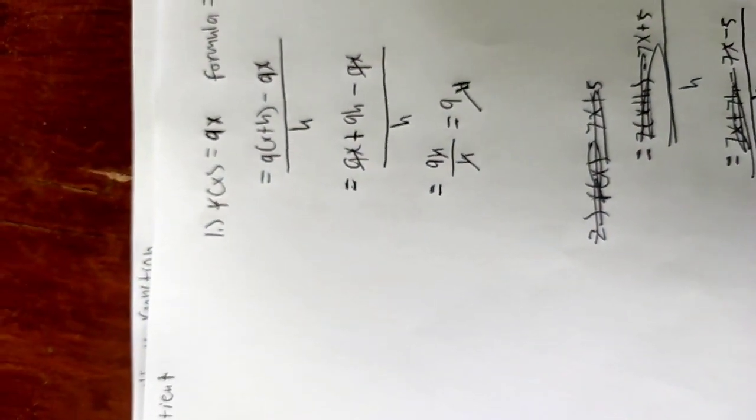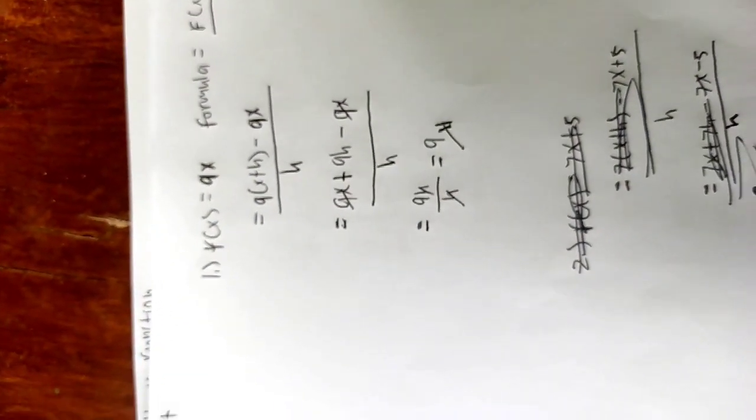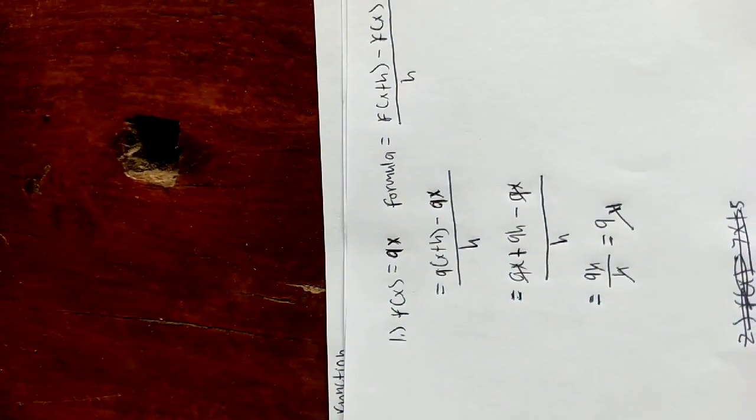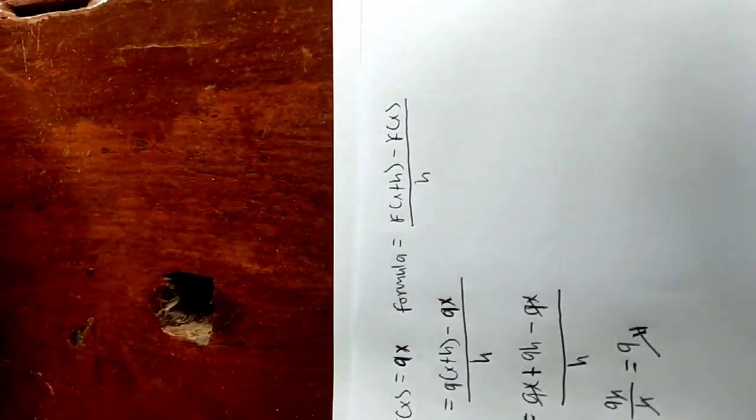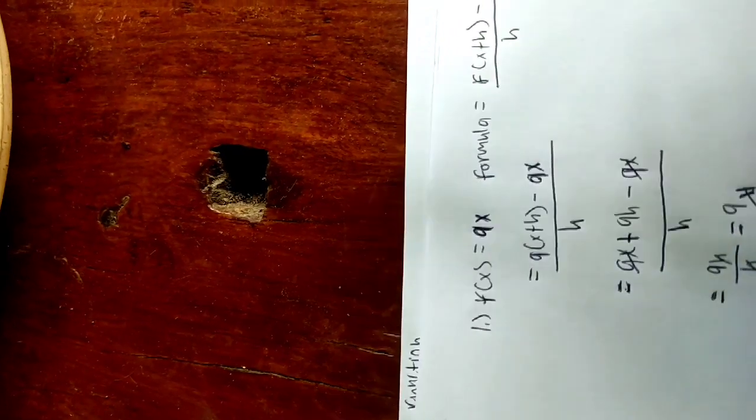So going back to our topic, we finished the limits of algebraic functions and the limits of trigonometric functions. Now we're proceeding to the difference quotient. The difference quotient has a formula. This is the formula: f of x plus h minus f of x, the function, all over h. So number 1, we are given here f of x is equal to 9x.